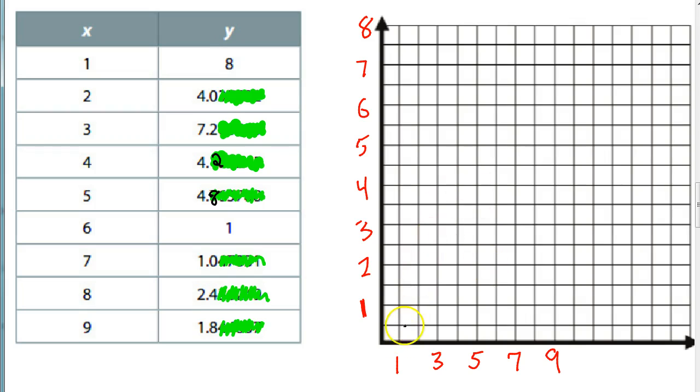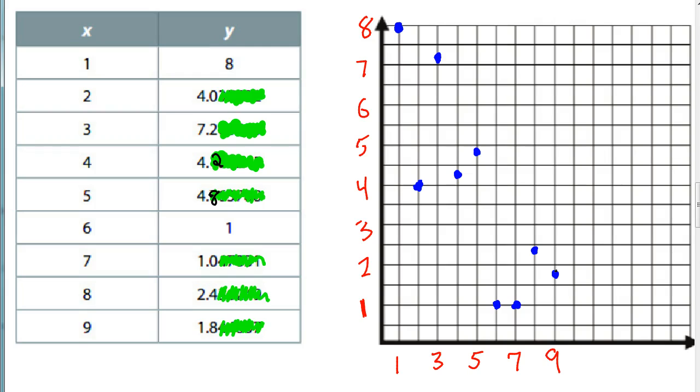So we got 1,8, and just plot all these. 1,8's up here. We have 2,4. 3,7.2. And 4,4.2. And 5,4.8. And 6,1. And 7,1, 8,2.4, about there, and 9,1.8. All right.